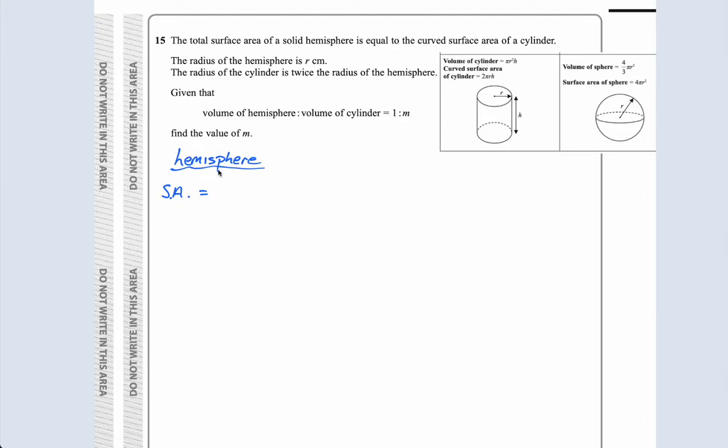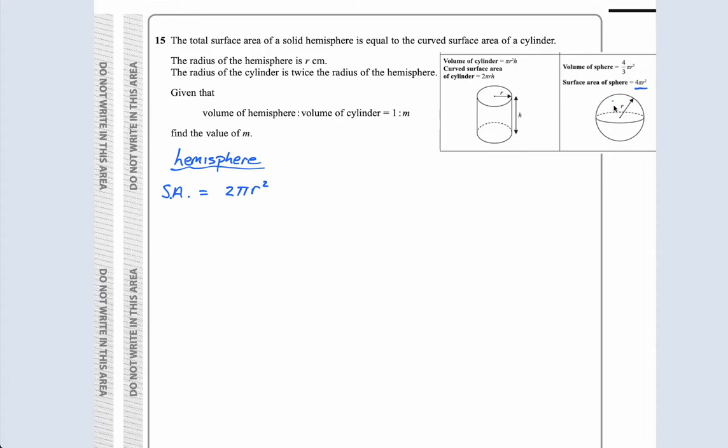Okay, so the surface area of a hemisphere is, we've got a problem. It's not the surface area of a sphere. It's half of a sphere, because a hemisphere is half of a sphere. So instead of 4 pi r squared, it's 2 pi r squared. Because it's half of this. Half of 4 pi r squared is 2 pi r squared.